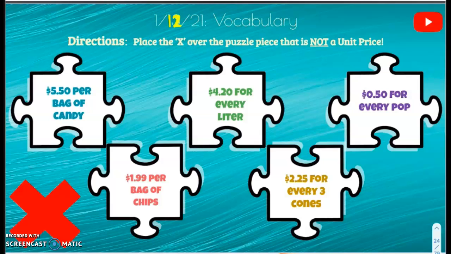January 12th, 2021 vocabulary. Directions. Place the X over the puzzle piece that is not a unit price. All right, so remember, unit price means we are going to have a 1 in the denominator. So let's take a look at this first one.